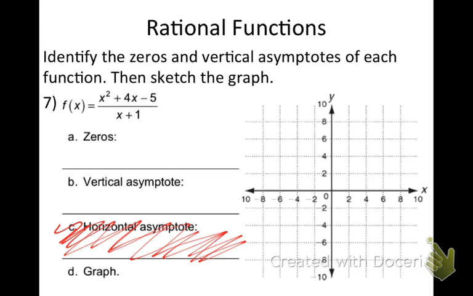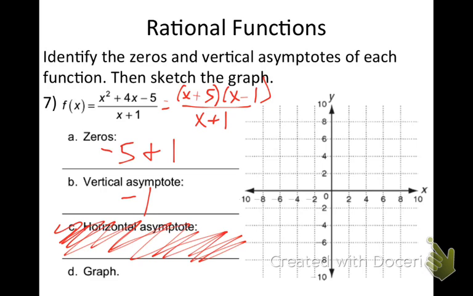All right, try this one though. Let's look at number 7. How do you factor the numerator? Jack, how's that factor? X equals negative 1, 5. So I get x plus 5 and x minus 1 over x plus 1. The zeros are located where then, Jack? Negative 5 and 1. Yeah. Nice job.